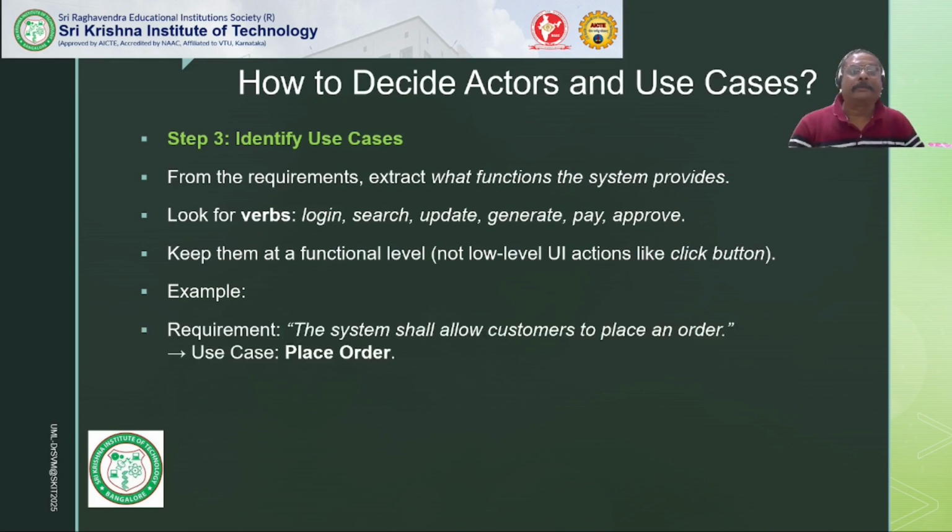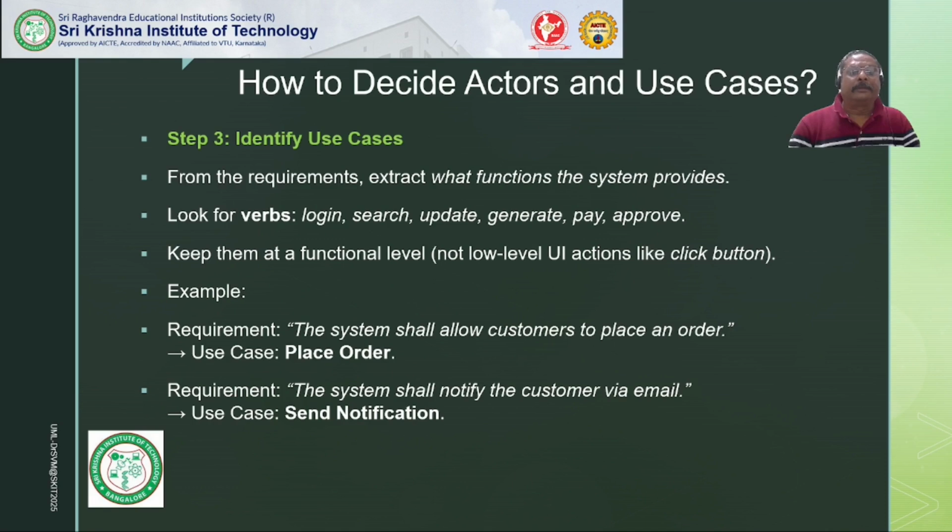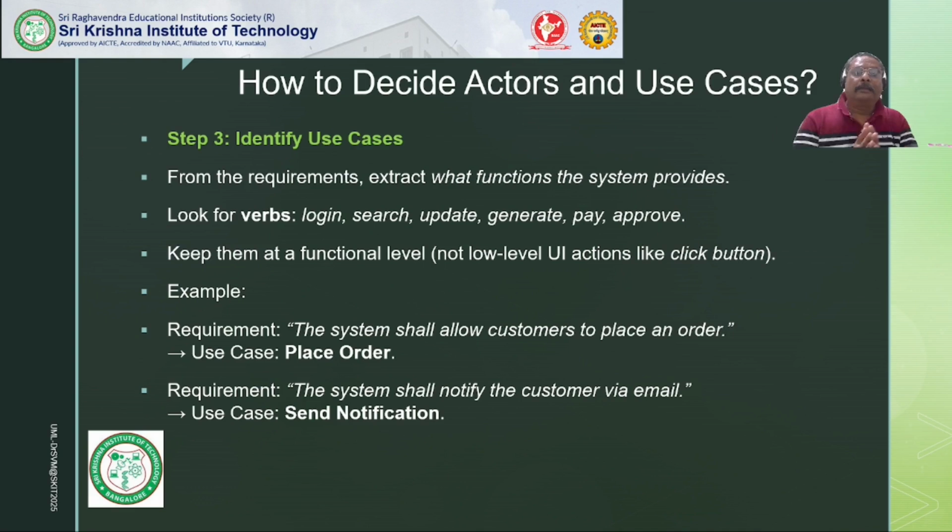The requirement is: the system shall allow customers to place an order. Here the use case is place order, and the customer is an actor. Another requirement is: the system shall notify the customers via email. So sending a notification is the task we have to do. The system has to perform some action like sending the notification, so we can call it send notification, and that is one use case.